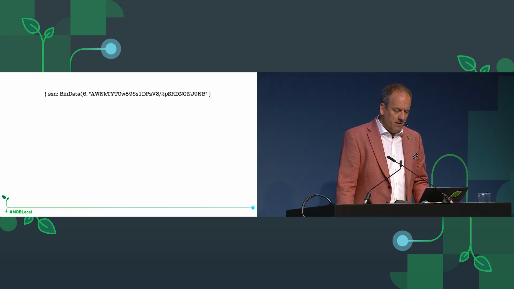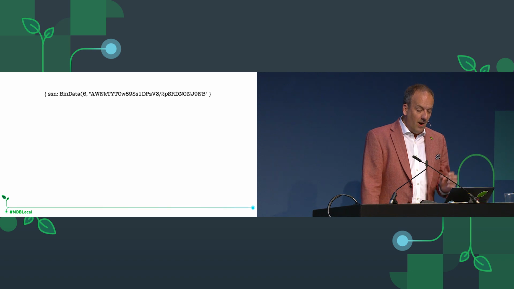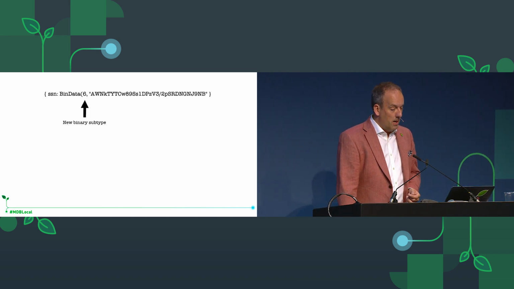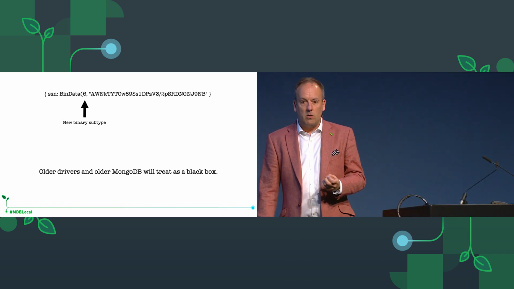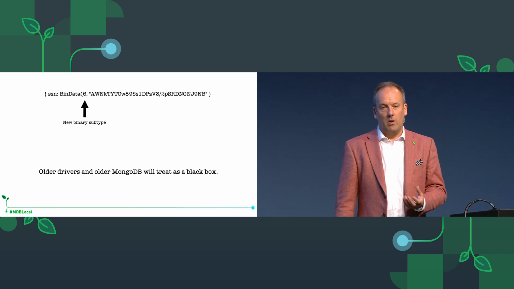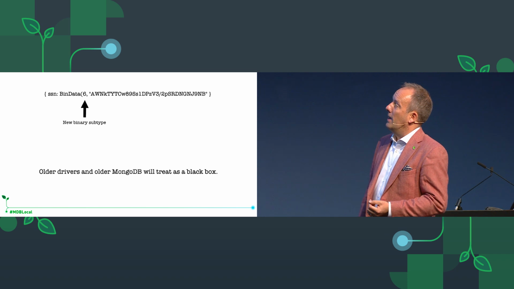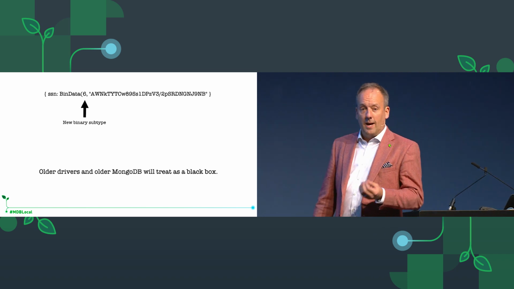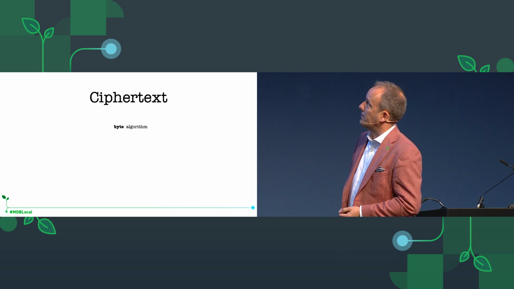So this is the ciphertext that's stored in a BSON binary type. We've defined this new binary subtype called 6. It's not only a new binary type, but also the old drivers will still work with it. So if you've still got old clients out there with 3.6 drivers, they're not going to balk, they're not going to crash, they're not going to fall over, but they'll still see it only as a black box. But clearly you'll need the 4.2 engine and driver to really understand what's behind those.